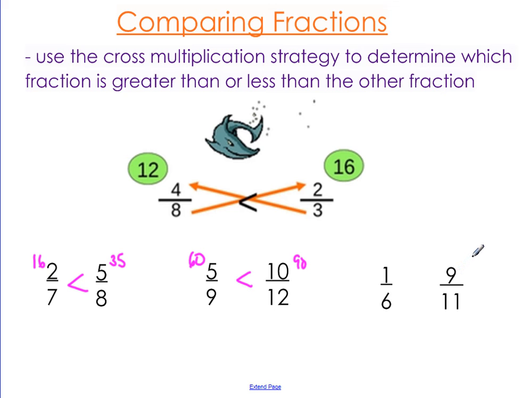6 times 9 is 54. Write that in the top right corner, and it should be smaller than the fractions so they don't blend. And 11 times 1 is 11. Compare 11 to 54, and so 1/6 is less than 9/11. That's cross multiplying to compare fractions.